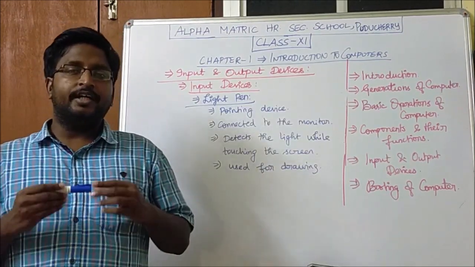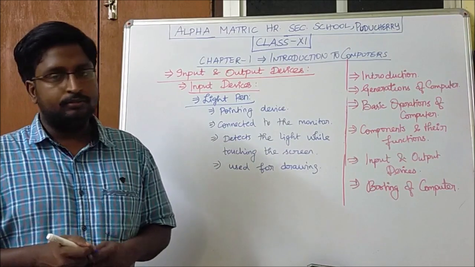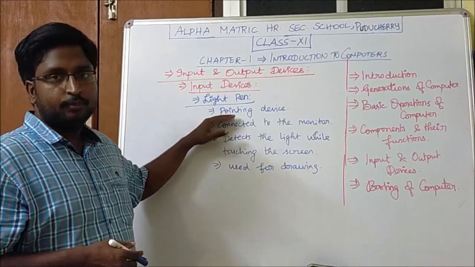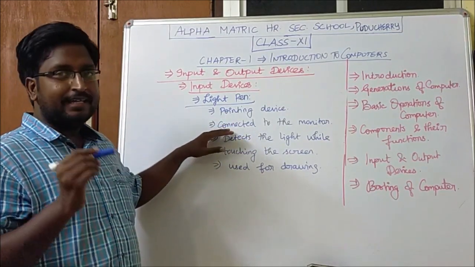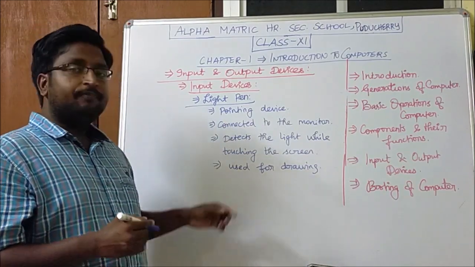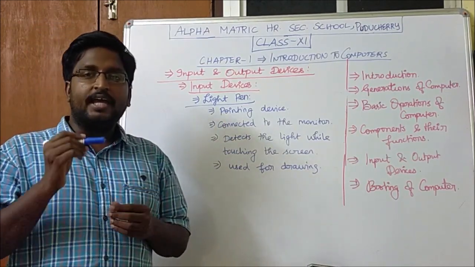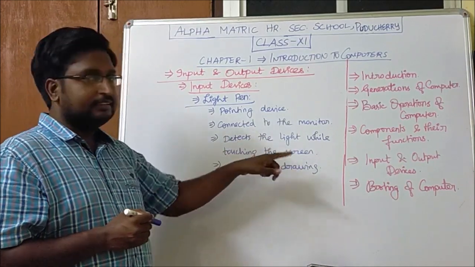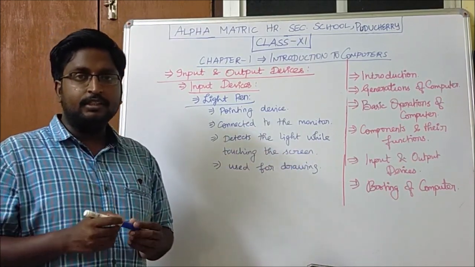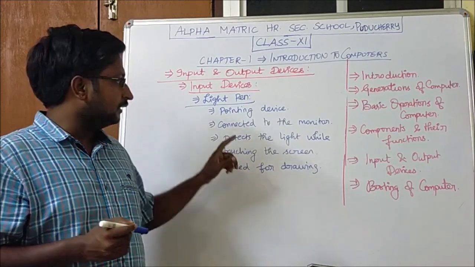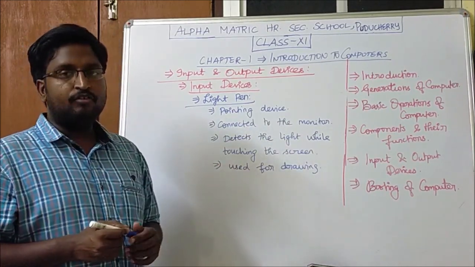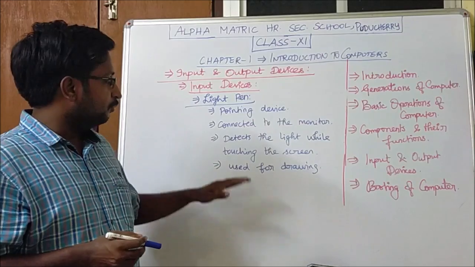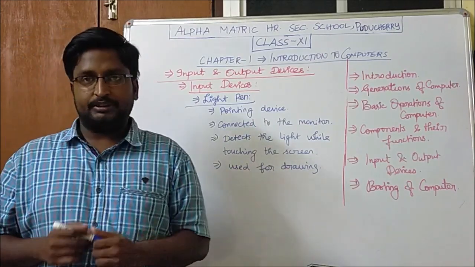So the next input device is the light pen. It is also called a pointing device, and it is connected directly to the monitor. At the end of the light pen there is a light sensitive element that detects the light while touching the screen. When the light pen touches the screen, the element detects the light on the screen. This is how the light pen works, and it is mainly used for drawing purposes.